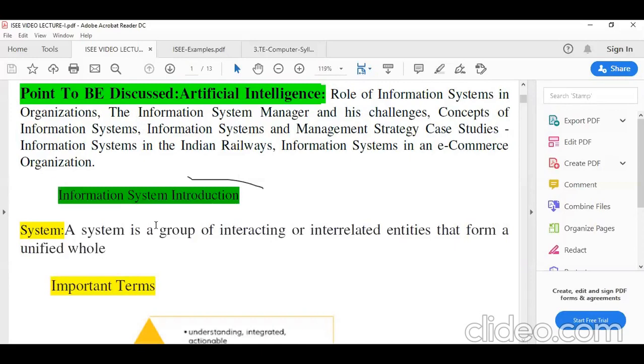Okay. Now first we understand what exactly is meant by the system. Can anybody tell me what is the meaning of the system? Yes, anybody? How can you describe the word system? Akash, what do you think about the system, Akash?